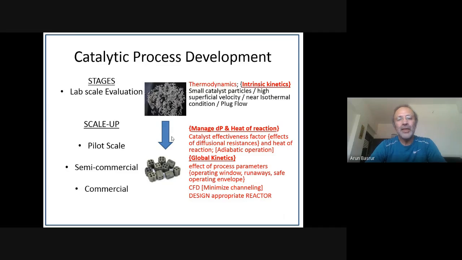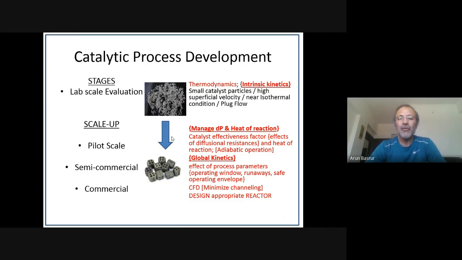The moment you increase the particle size of the catalyst, one ends up with mass transfer and heat transfer limitations or resistances. These affect the performance of the catalyst and decrease the catalyst effectiveness factor. The heat of reaction also affects kinetics as well as product selectivity. So therefore, there is a need to determine the performance of the catalyst in the form in which it will be used in the commercial reactor and also under adiabatic operating conditions. Once this is done, we have access to what is known as global kinetics.